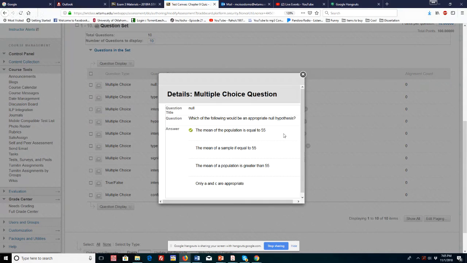So the correct answer in this case is that the mean of the population is equal to 55. If we go over to the mean of the population is greater than 55, this is more of an alternative hypothesis because we need that "or equal to" in order for it to be a null hypothesis.